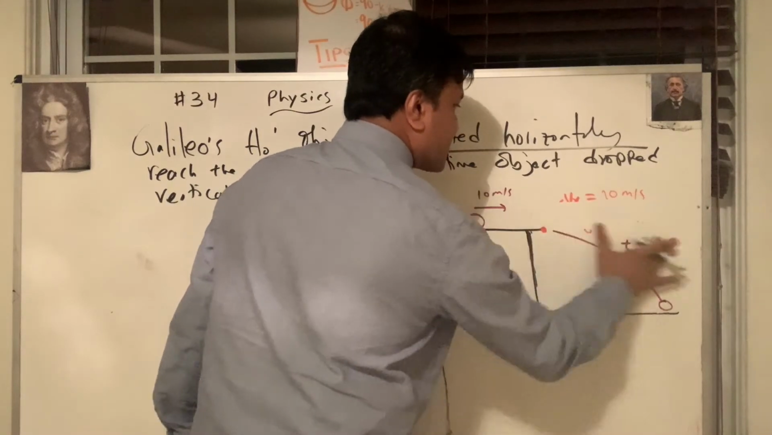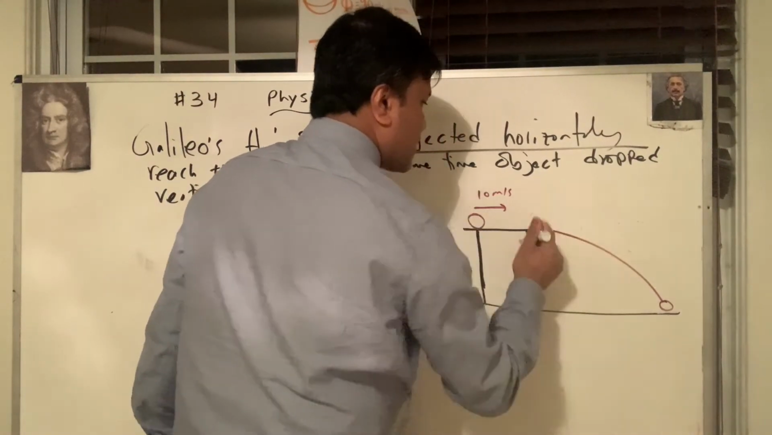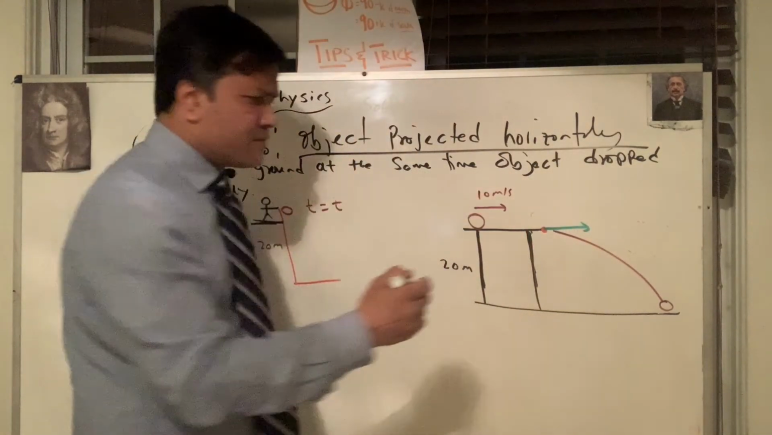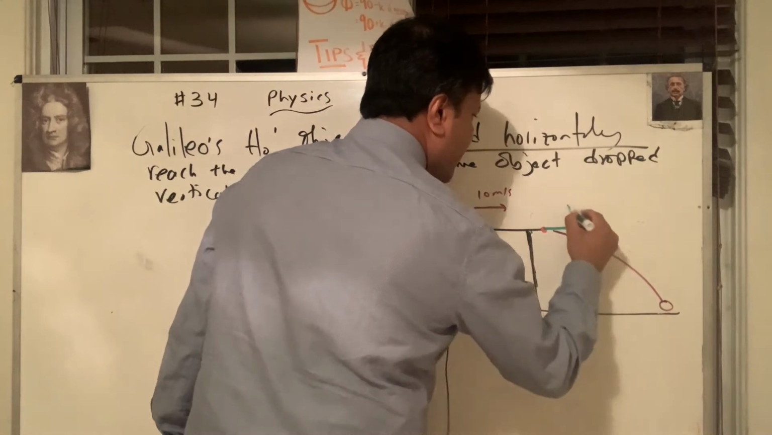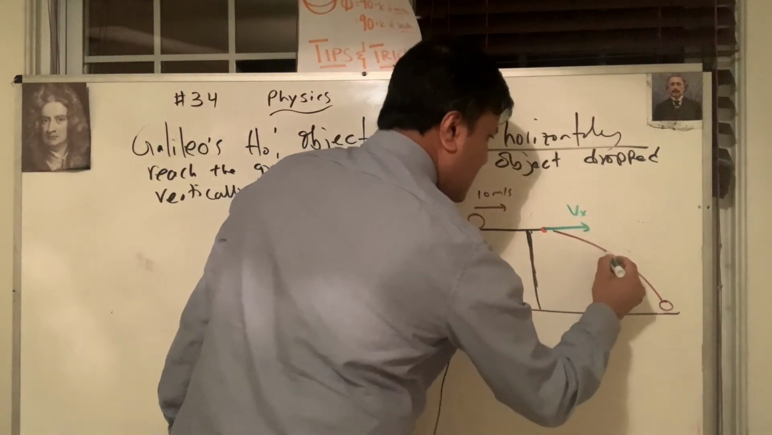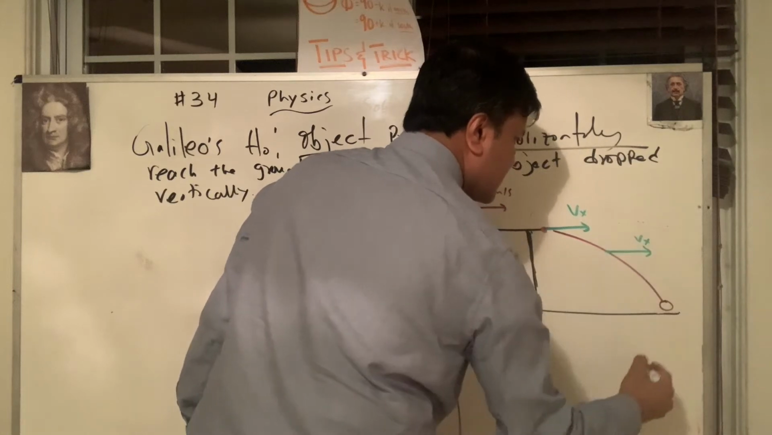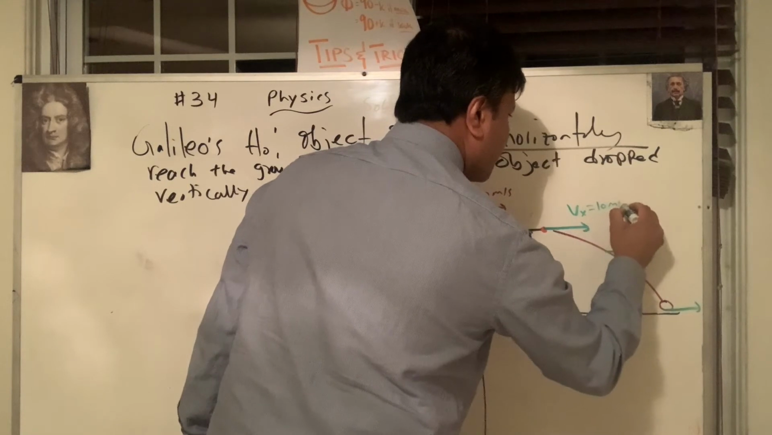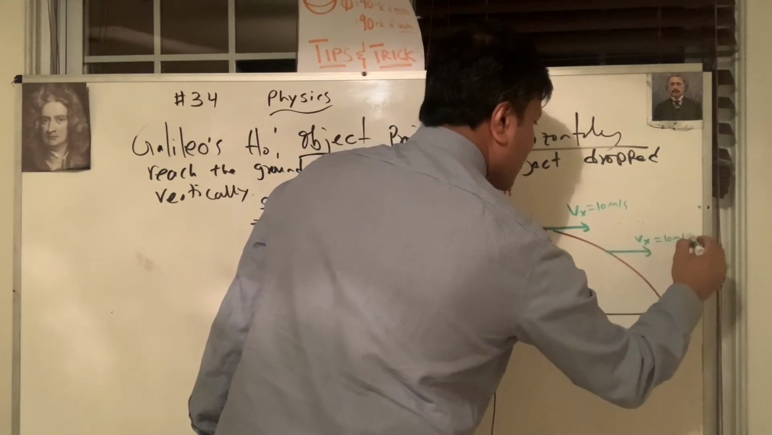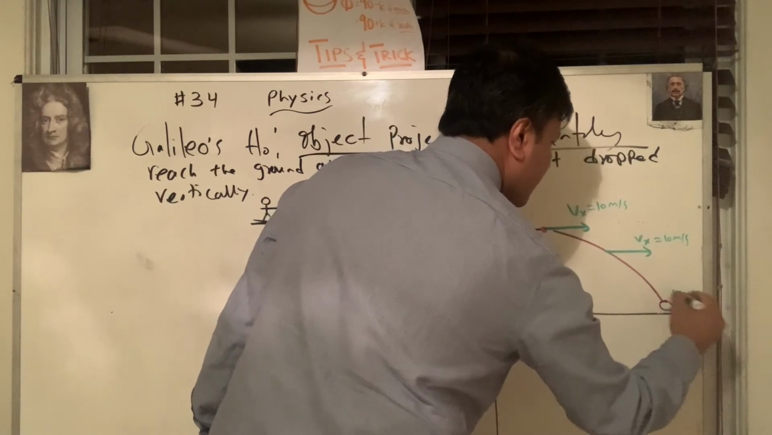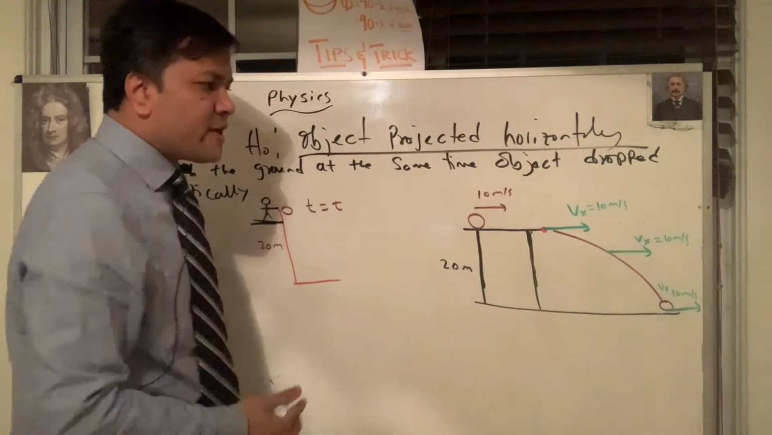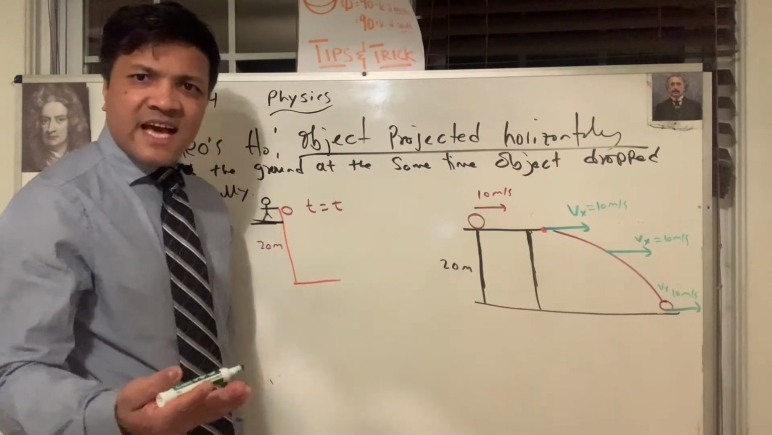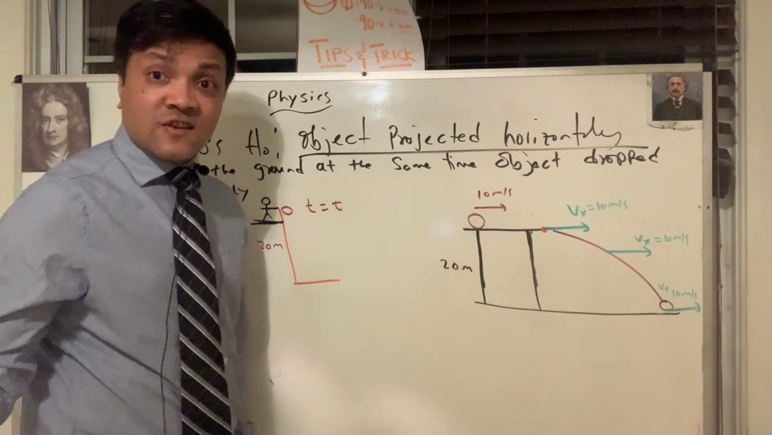Now I'm going to erase this for a second. First I'm going to show you the x component of the velocity. This is Vx. I'm going to choose only 3 or 4 points. Vx is 10 meters per second, Vx is 10 meters per second, and Vx is 10 meters per second. What do you notice? The velocity in the x direction is constant because acceleration due to gravity in the x direction is 0.